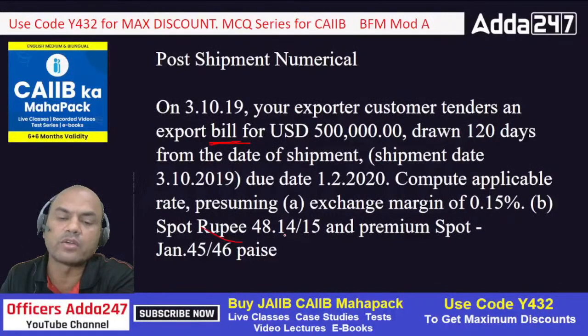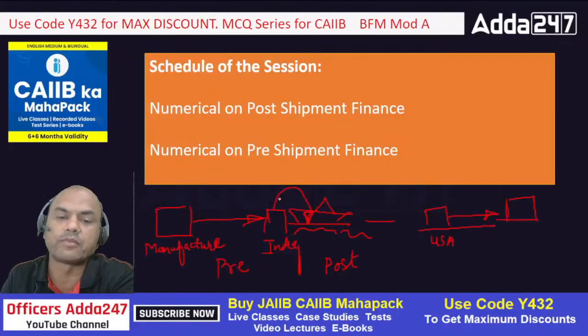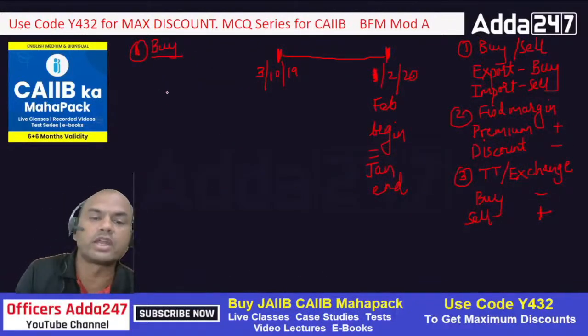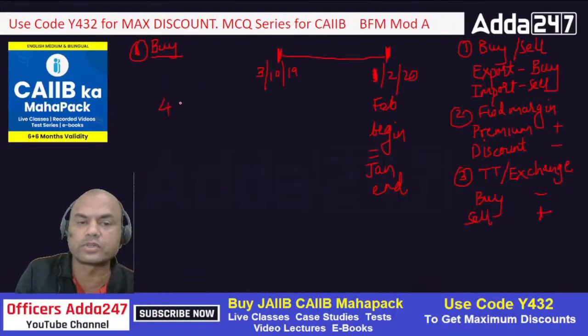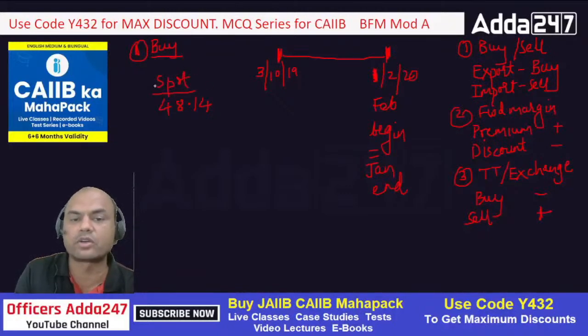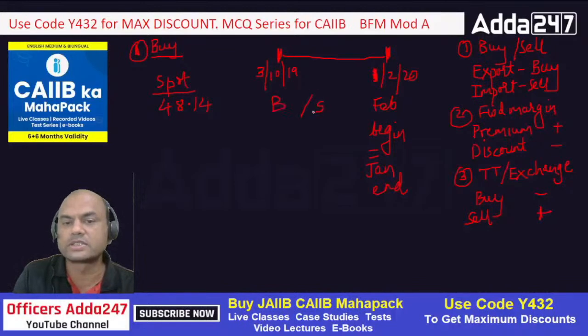48.14 or 15? So what should I take now? 14 or 15? Type fast in the comment section. What should I take now as a spot? I am buying. So left side here, always remember, for any currency, left side is always buy and right side is always sell. So I'll take 14.